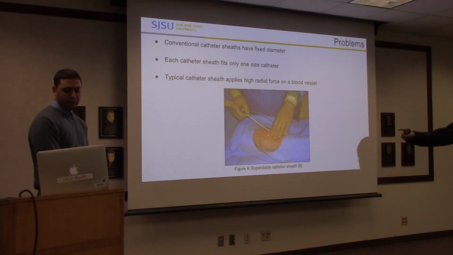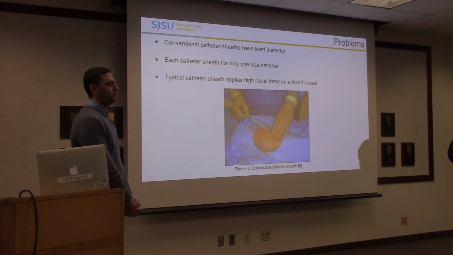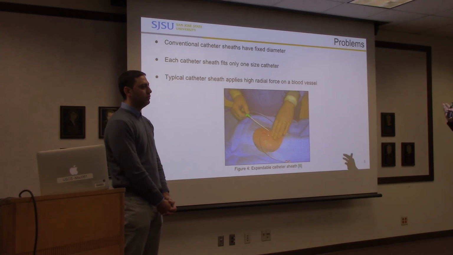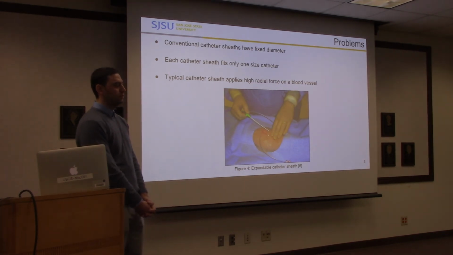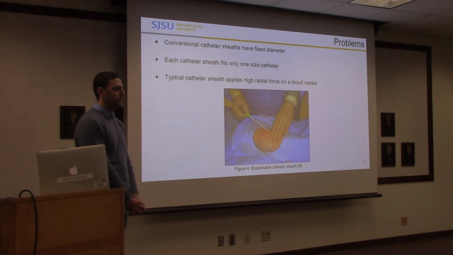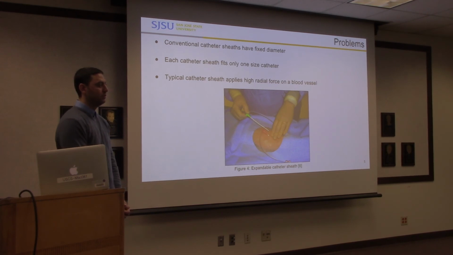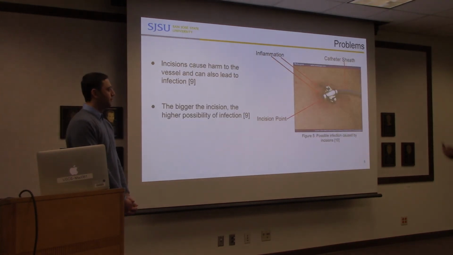Typically, what you see right now, catheter sheaths tend to have a fixed diameter, so it's just one size that fits only one size catheter. If a doctor wants to switch out to another catheter, another incision has to be made, because the other catheter may have a different size, which may only fit a certain size catheter sheath. So they have to make another incision, which may lead to more problems later on. More incisions means more chances of infection.